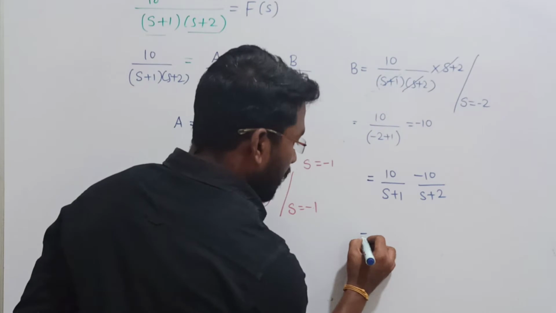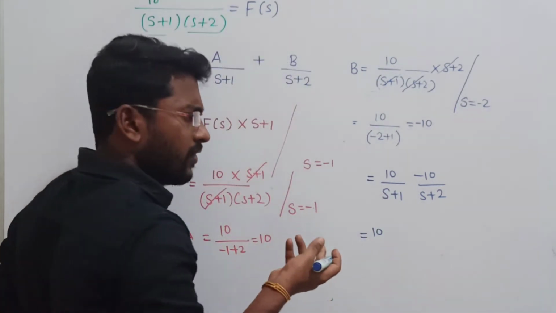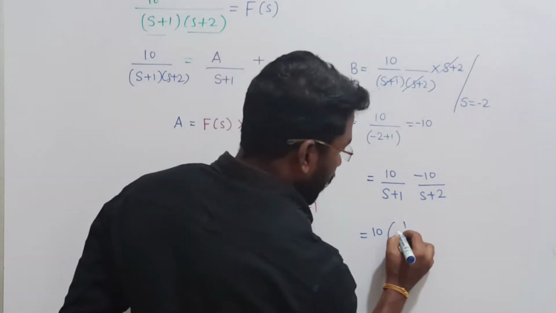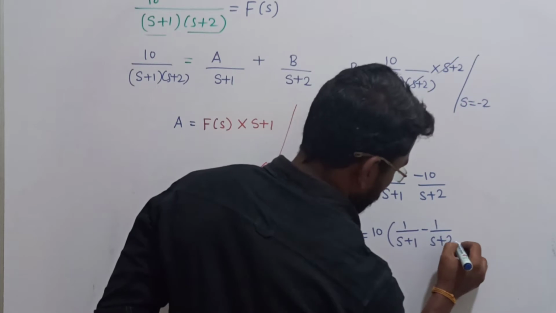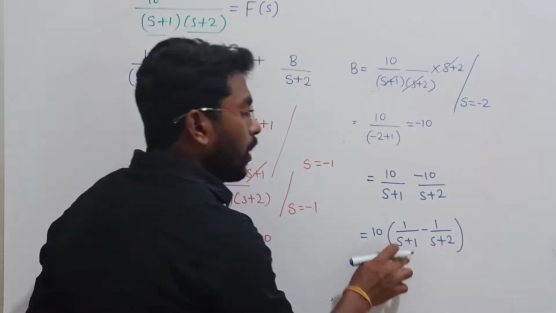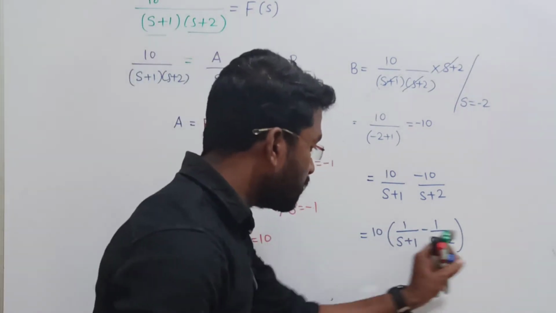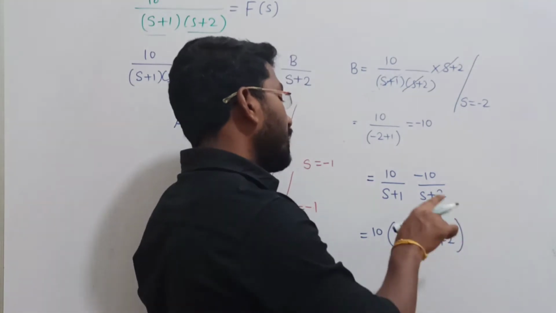Next thing is, take your 10 outside. 10 is an arbitrary constant. 10 is a constant. We cannot do anything with that, and you can take it outside. Now what do I have? 1 by s plus 1 minus 1 by s plus 2. That is how we are applying partial fractions here to break the terms. After that, what should you do? Now once you break the terms individually, see that person number 1 is separated from person number 2. Now you can take the inverse Laplace.